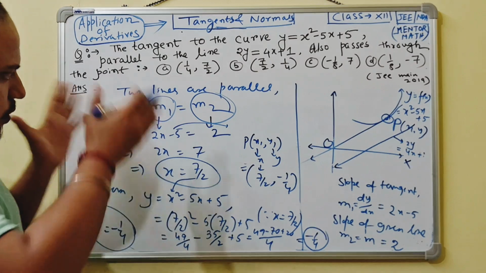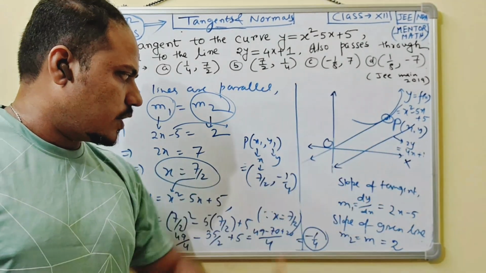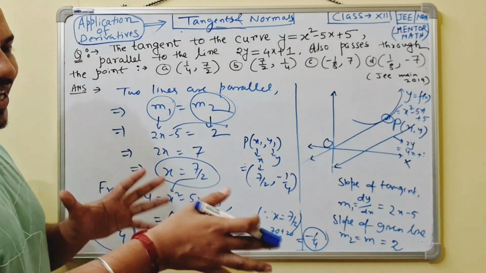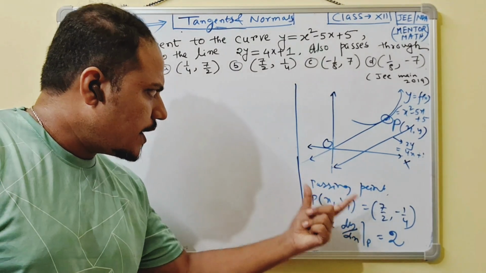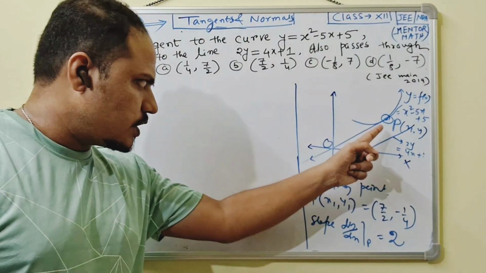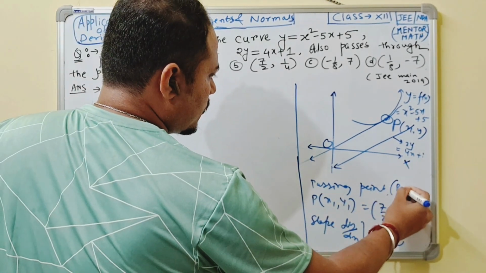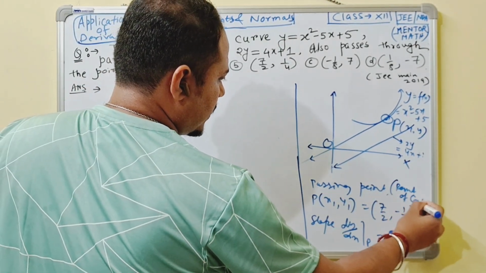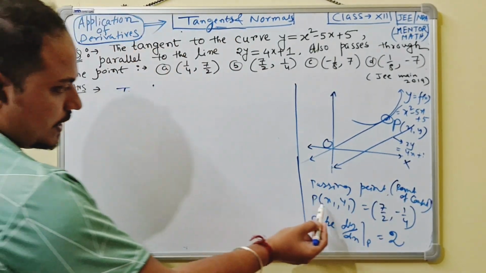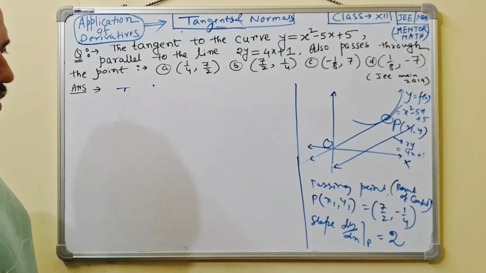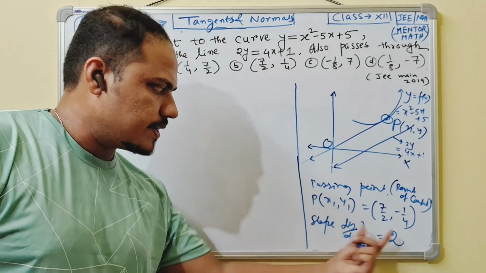How did you get it? So look at this, the process. So now you got the value point of contact, that is P x1 comma y1. Okay, so copy please. Now we got the value passing point of tangent, that is point of contact. This is your point of contact, that is P x1 y1, 7 by 2, minus 1 by 4. And also you got the value slope of derivative, means slope of tangent, that is derivative is equal to 2.